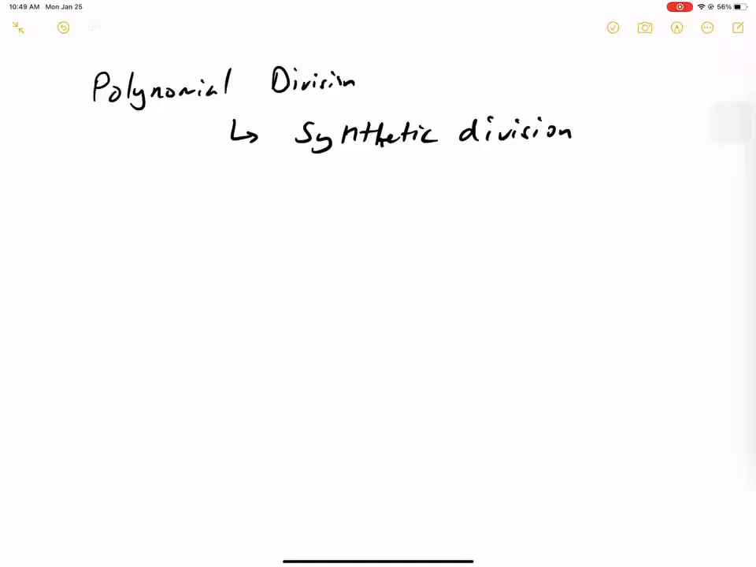Right. So let's look at regular division, and we'll look at synthetic division, and we'll see how similar they are and how different they are. So let's do long division first. If I give you the problem x squared plus 6x plus 8, and I ask you to divide out x plus 2.